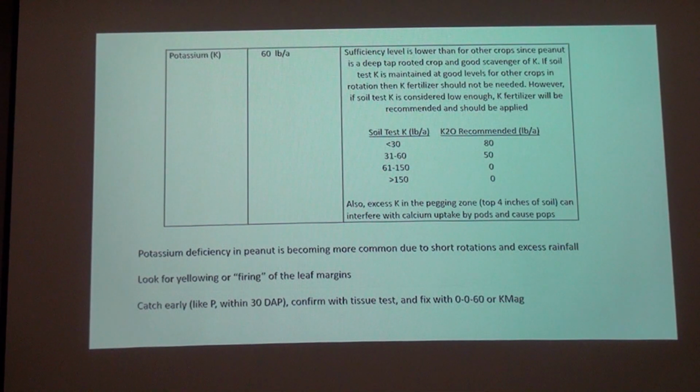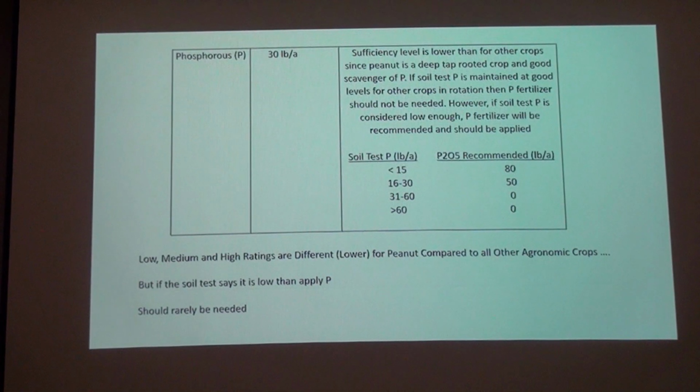and there's the levels. Same thing with phosphorus. Phosphorus is even more rare. I don't think I've ever seen a confirmed phosphorus deficiency on peanut in 25 years.